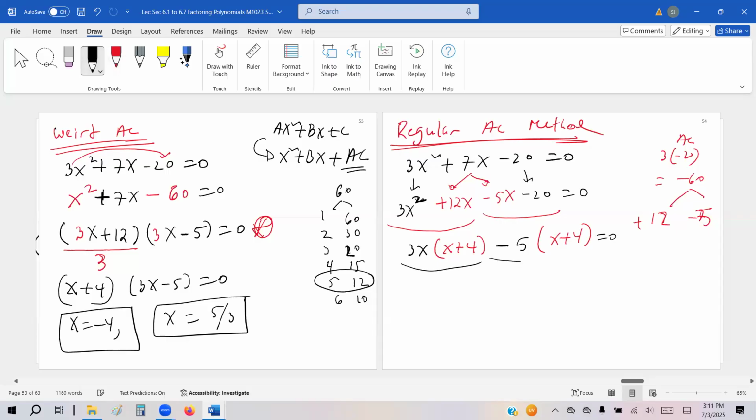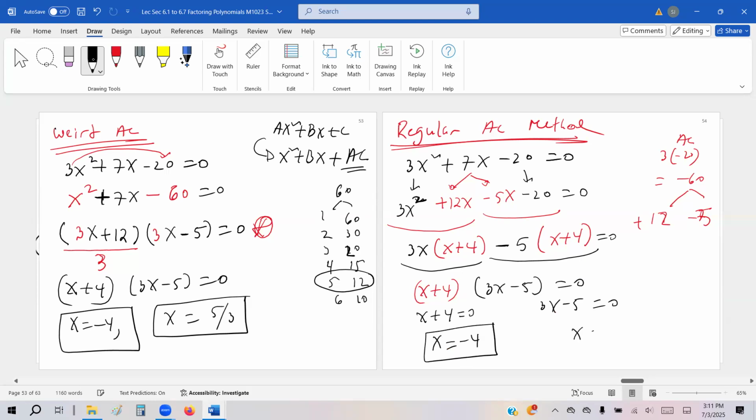Now still in both groups, do you see the same factor? Which one? So you factor out x plus 4. Then what remains in both groups? X minus 5. See? Exact same thing as what you have there. And then do the same thing. You set each of them equal to 0. 3x minus 5 equals 0. That gives us x is -4 and x is 5/3.